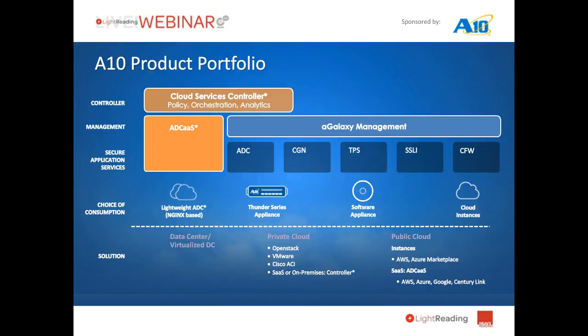So A10's cloud vision is to deliver secure application services that are cloud-native and easy to consume across different types of application infrastructures, whether it's on-premise data centers or virtualized data centers, as well as public and private clouds.